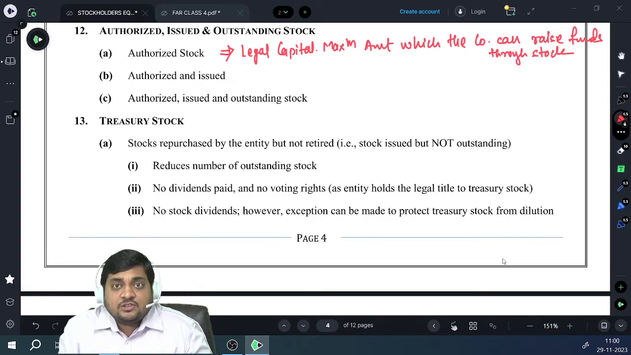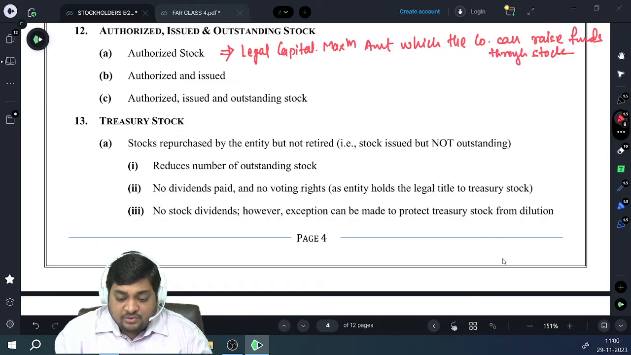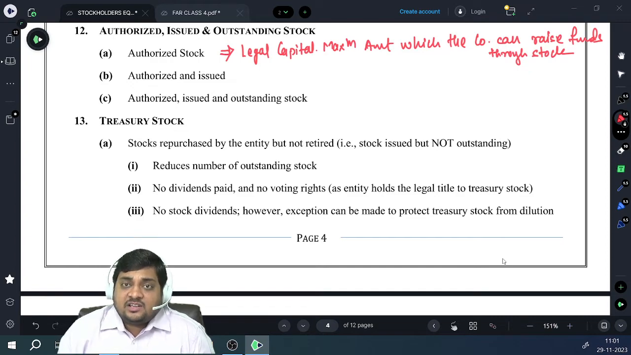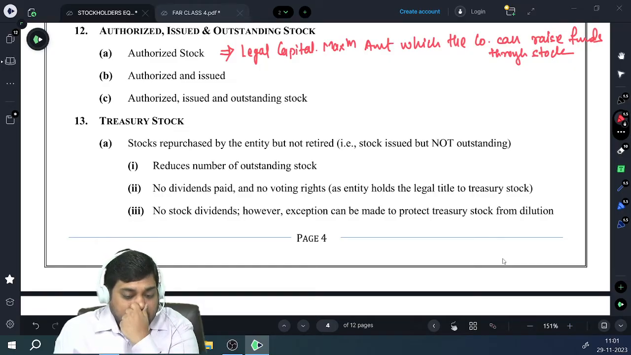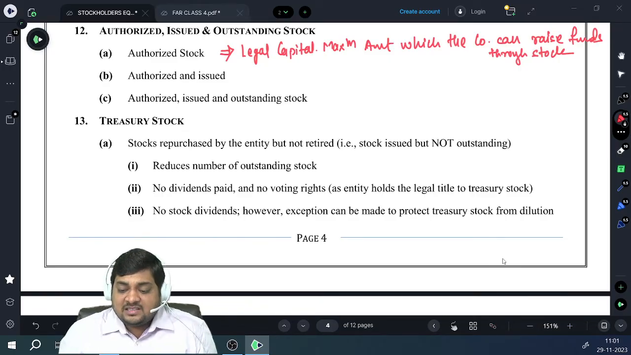Now you need to get the company registered first, right? Company is an artificial judicial body. You need to register with the registering authority, right? In India we have ROC, Registrar of Companies. It is handled by Ministry of Finance. So in US also there might be some registrar authorities who will be registering the company. So you need to tell your authorized amount, that how much amount you are willing to raise from the market, right? So this is the legal capital. This is the maximum amount which the company can raise from the market through issue of stock.